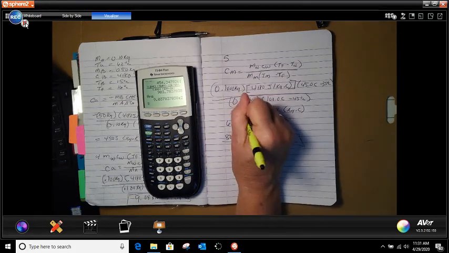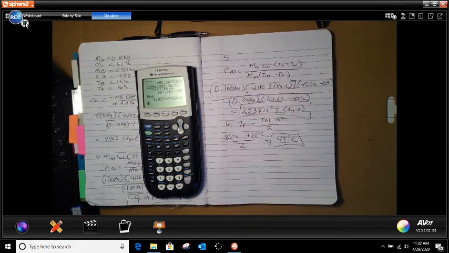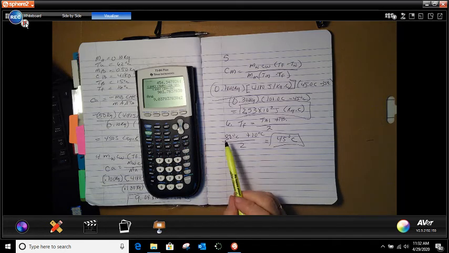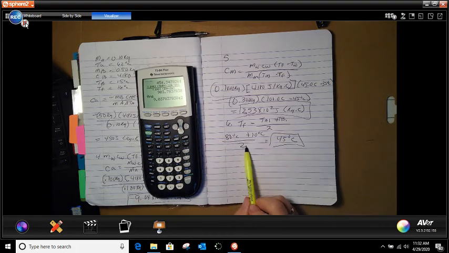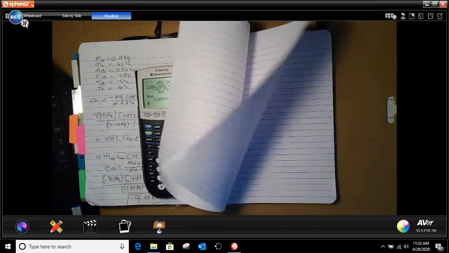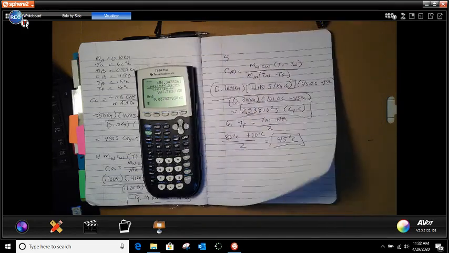And then the last one for today, number 6, says a 2.00 times 10 to the second gram sample of water at 80 degrees Celsius is mixed with 2.00 times 10 to the second grams of water at 10 degrees Celsius in a calorimeter. What is the final temperature? So we're just going to take 80, add 10, divided by 2, and our final temperature is 45 degrees Celsius.